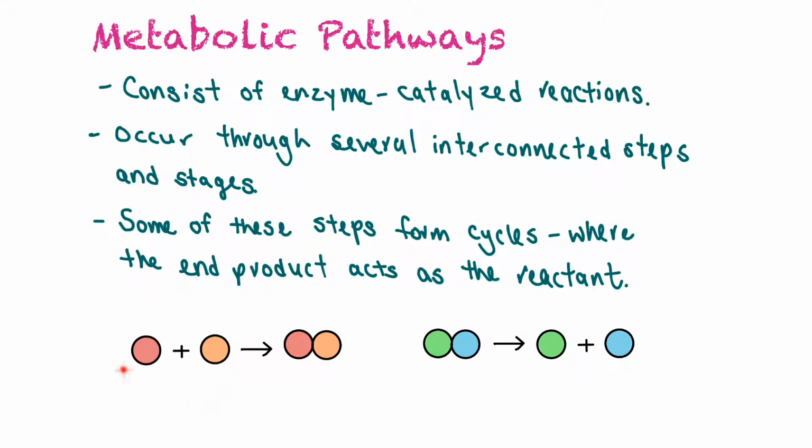Now, metabolic pathways can either be catabolic or anabolic. So this first reaction here, where we have 2 reactants coming together to form a product, would be an anabolic pathway. An anabolic pathway is when you're building up, making a larger molecule from smaller components, whereas a catabolic pathway would be breaking down. So this molecule being broken down into these would be a catabolic pathway. So anabolic and catabolic.